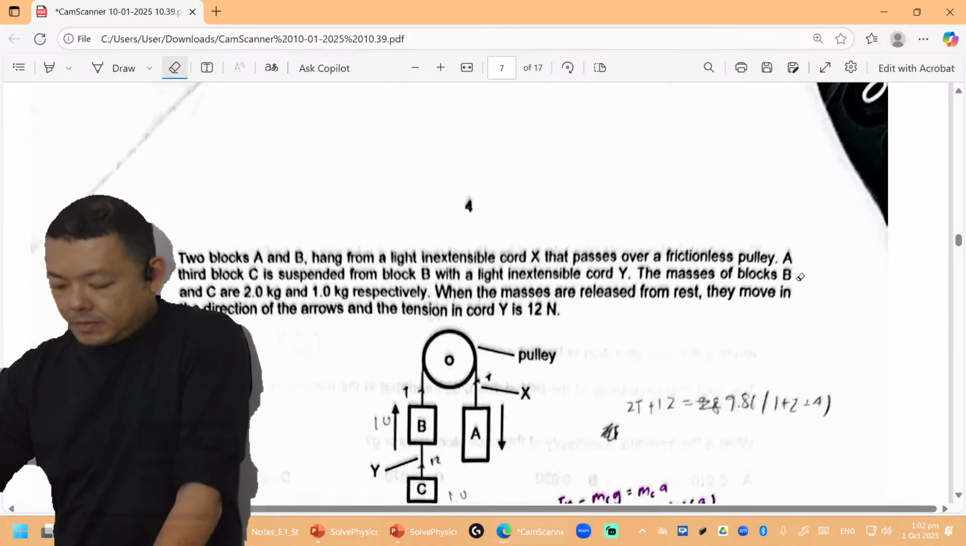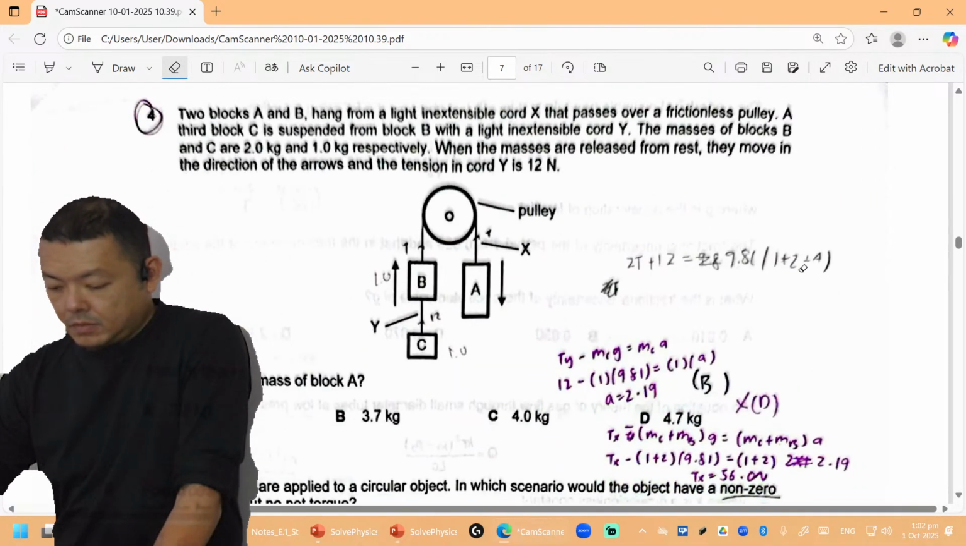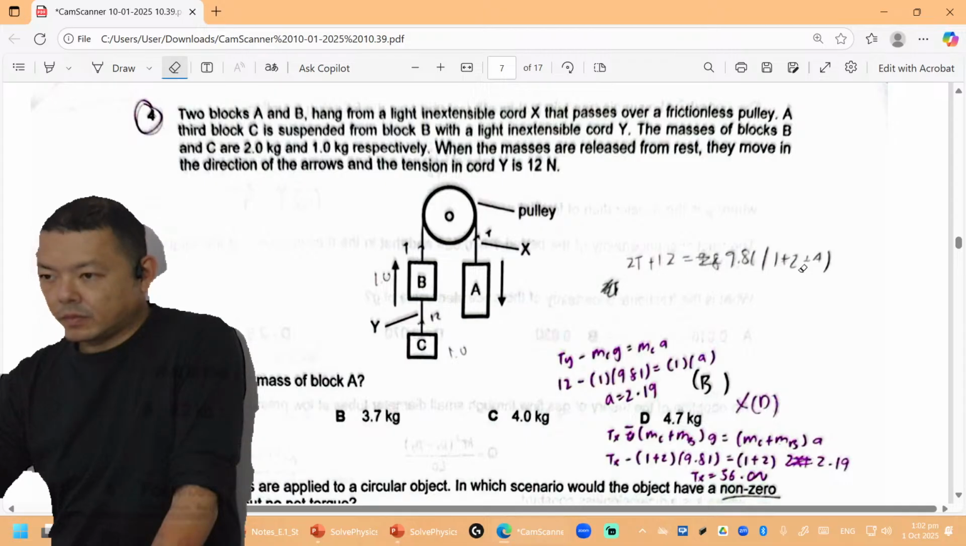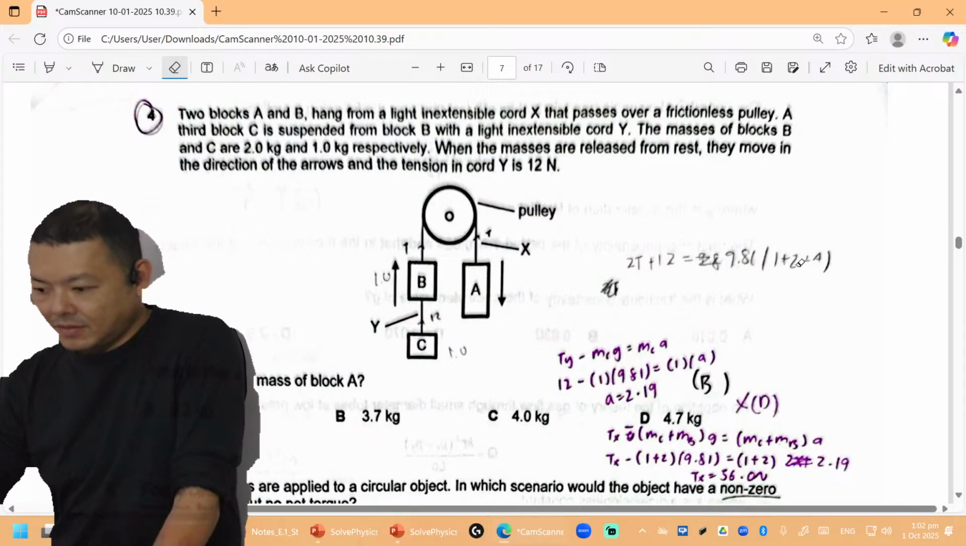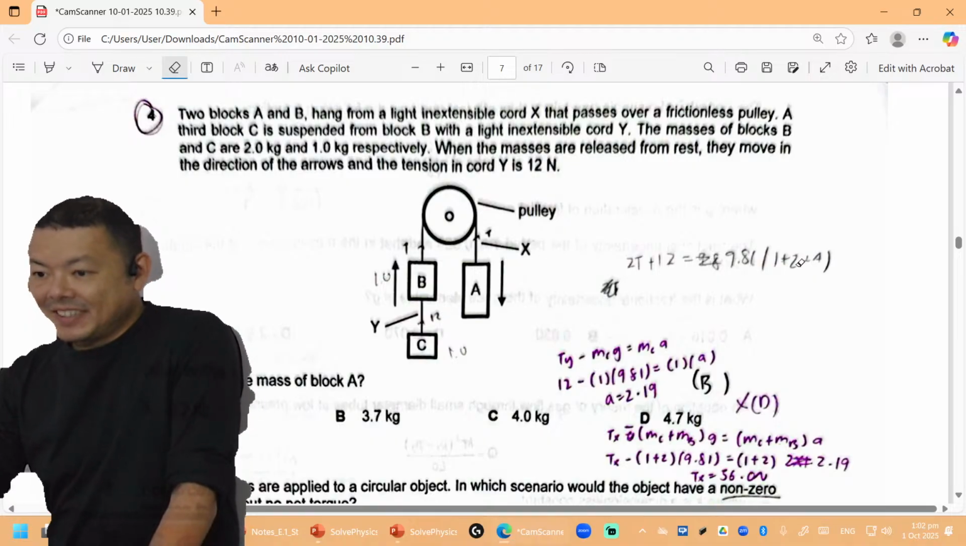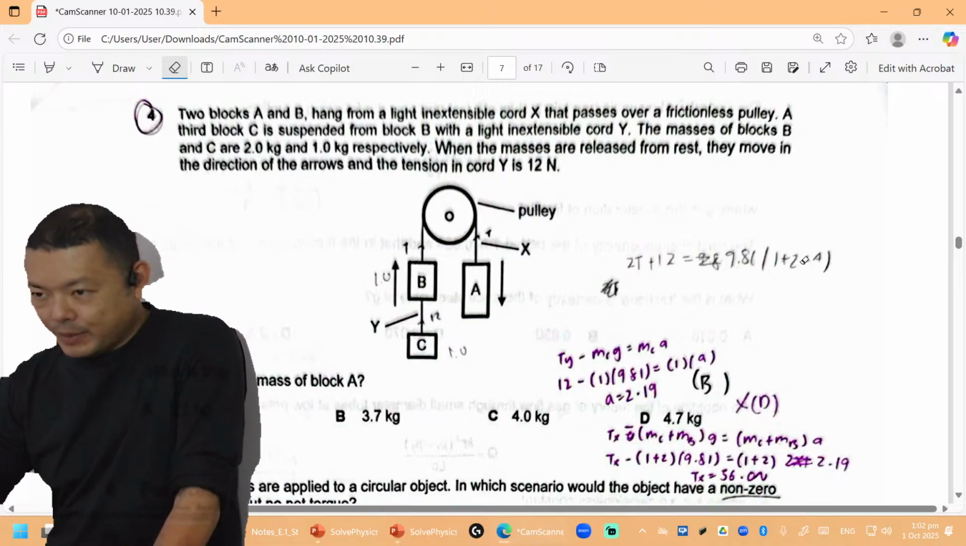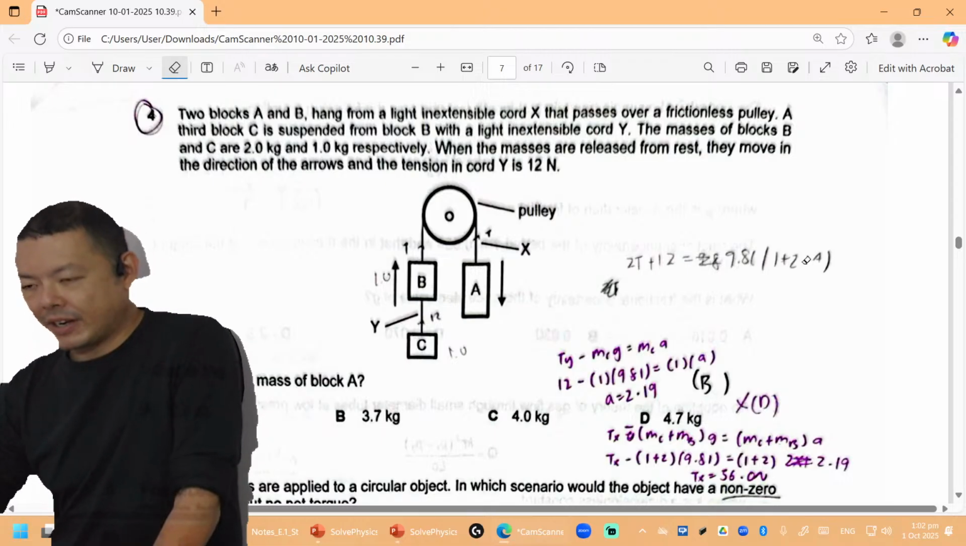Okay, next one. You want to try it out on your own again? This one will be based on looking at the big picture, small picture, that sort of thing. Drawing the forces and writing the equation on both sides. Now you get three objects, so you probably have to write three different equations, or maybe you just need one or two. I don't know.